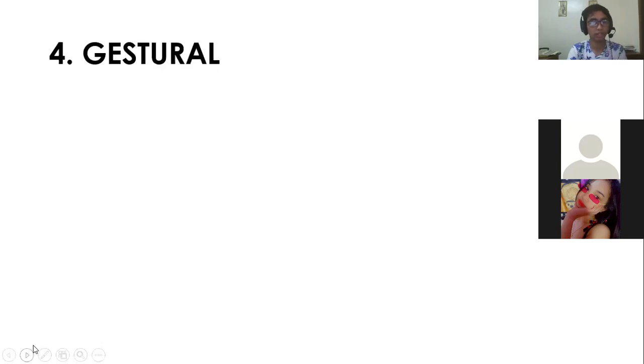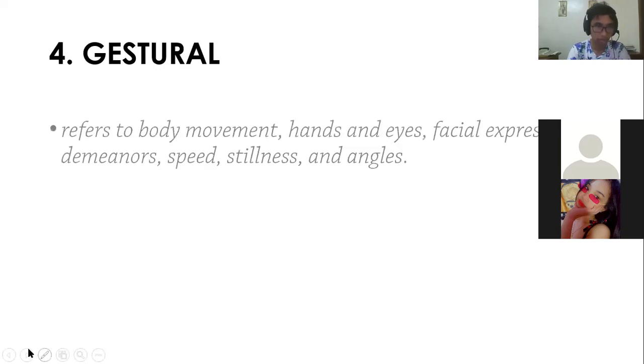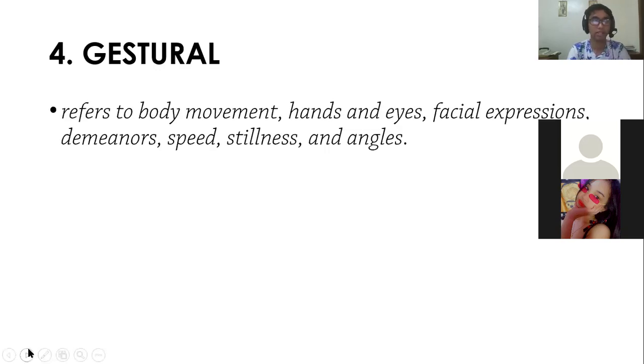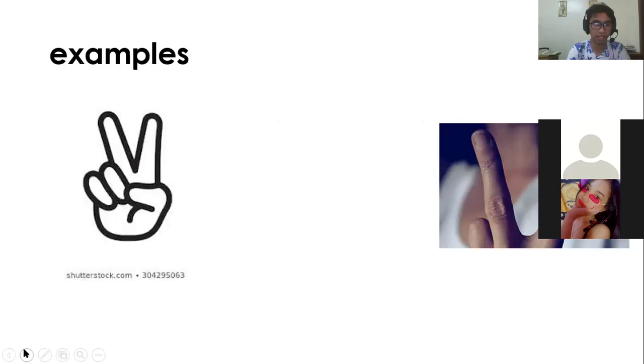The first thing to consider is gestural. So gestural refers to body movements, hand and eyes, facial expressions, demeanor, speed, stillness, and angles. Okay. Examples, we have the peace sign.